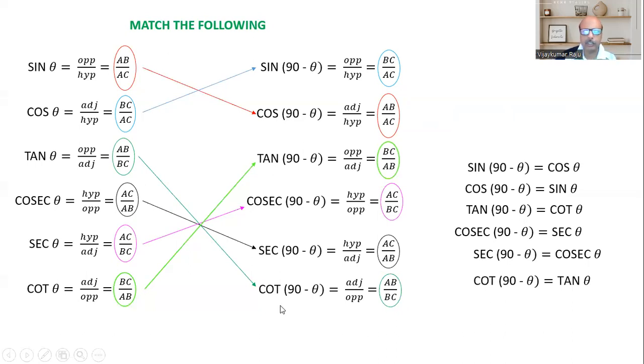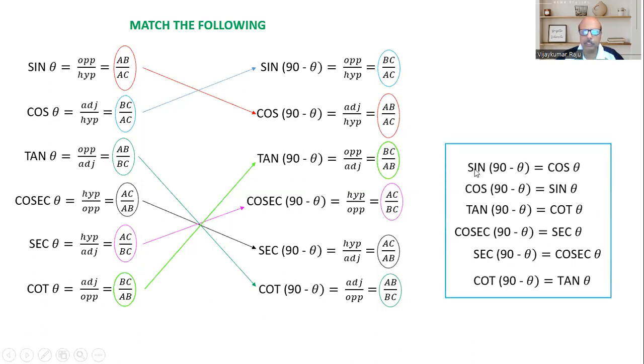So this is the relation between the angle and its complement. You need to remember this. Okay, so it's easy. Sine is cos, cos is sine, tan is cot, cosec is sec, sec is cosec, cot is tan. We need to remember this because whenever you come across complementary angles, we need this relation.